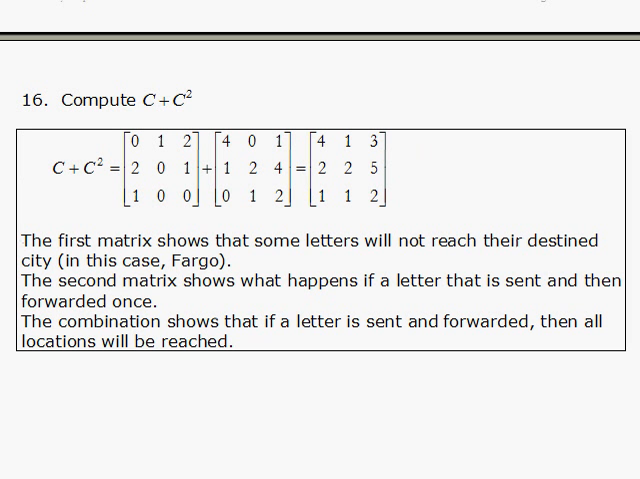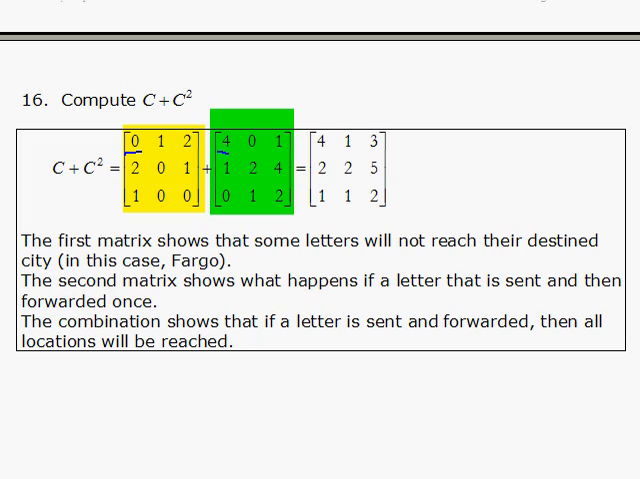And now you add them together. So here was the original connection matrix, and here is the connection matrix for messages that are forwarded once. So you add them together. Remember, in matrix addition, you add them cell by cell.